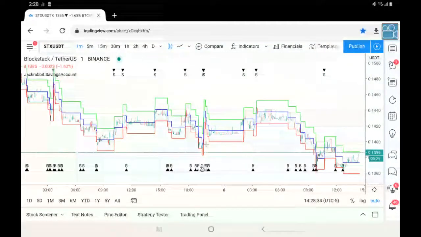Okay, too many buy signals to the sell signals. I personally would not consider this as a top tier coin. To me, this is a mid-level coin because at least it does sell off fairly quickly comparative to other coins.